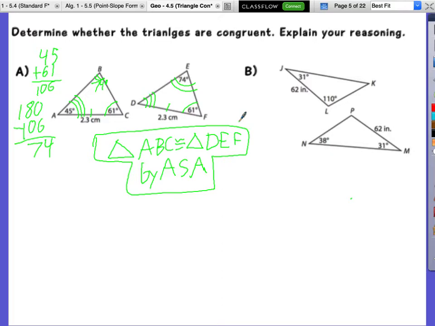We use ASA, angle, side, angle. We said angle, included side, angle. Now, if you look at ASA, where is the side in comparison to the angles? In between them. Is it included between the angles? And where does our side have to be in our triangles? Between the angles, right? So it's kind of in that acronym there. Questions on this first one?